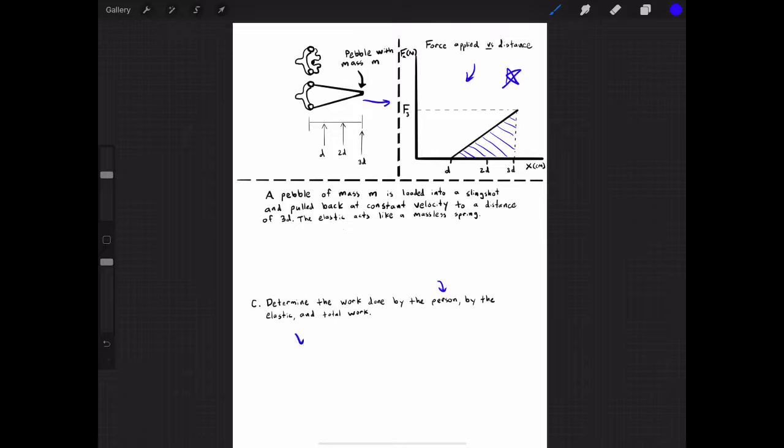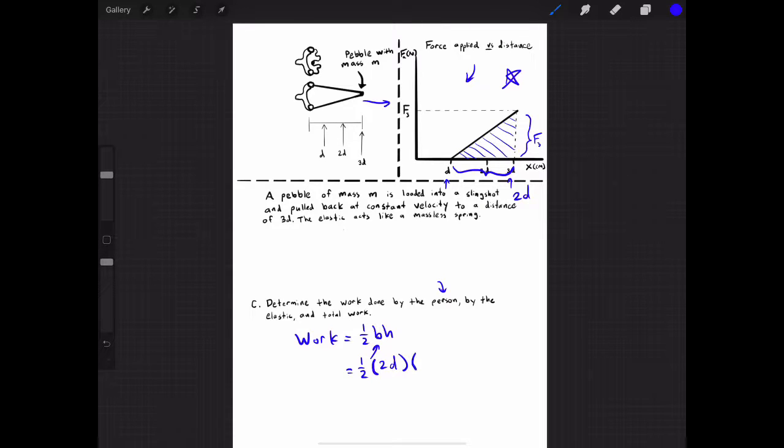So our work is going to be equal to 1/2 base times height, because that is the area of a triangle. The base of this triangle is going to be this right here, which is going to be 3D minus D, and that's going to be 2D. That's going to be equal to the base. So that equals 1/2 times 2D. And then the height in this case is going to be our force, which is just F3. So this is just F3.